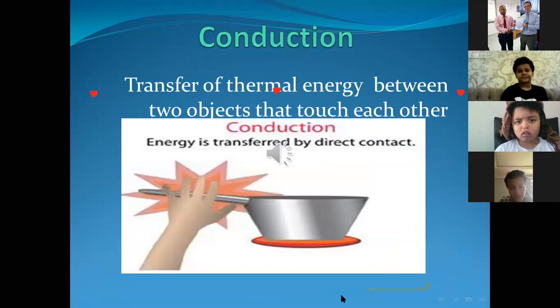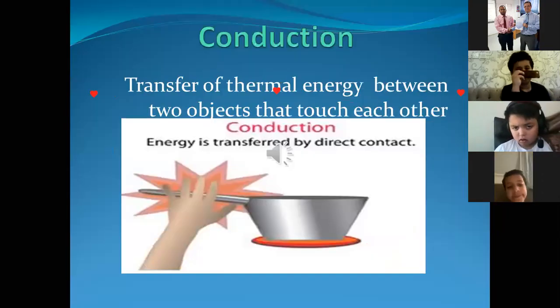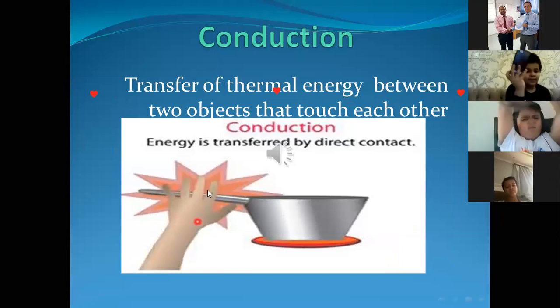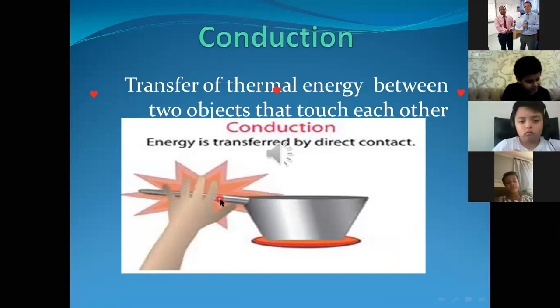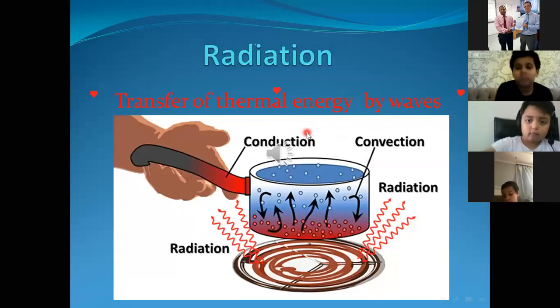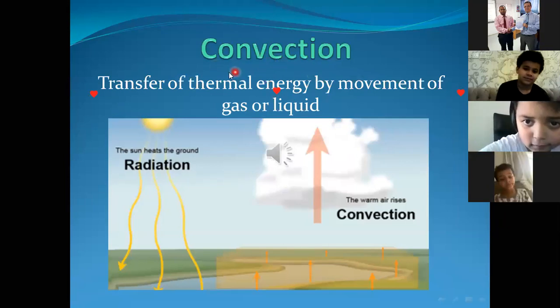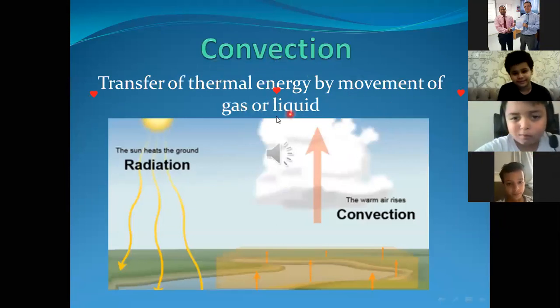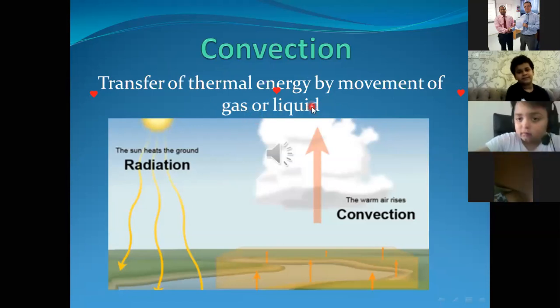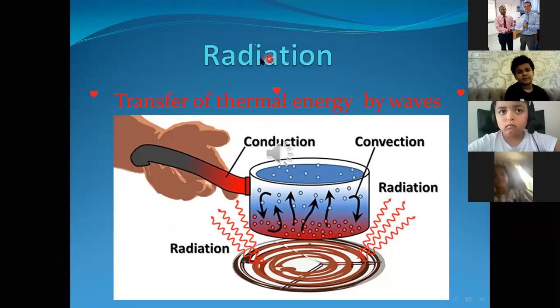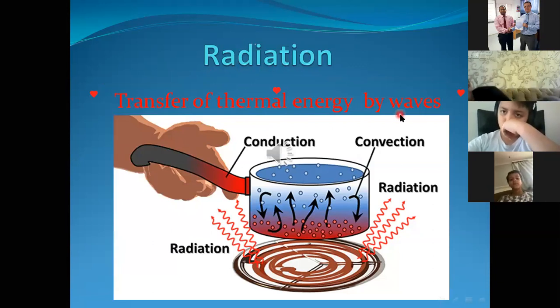Thermal energy can travel from one object to another object by conduction. And attention, in conduction, you must touch something, by your hand like this example, or your body. So you must touch. This is conduction. Second is convection. Convection, as you see here, is movement of thermal energy by a gas or liquid. Finally, here we have radiation. Radiation is the transfer of thermal energy by waves.